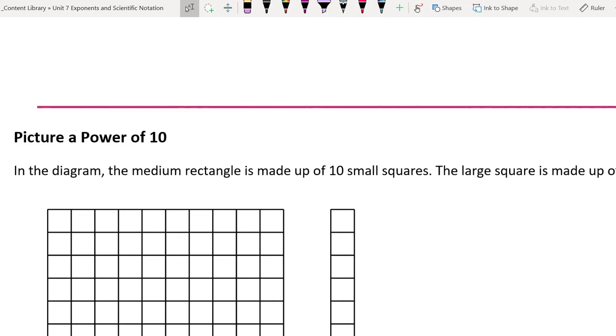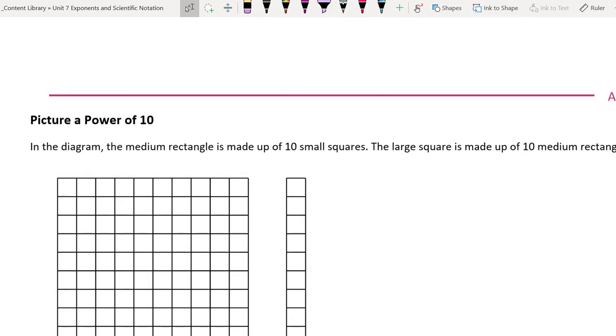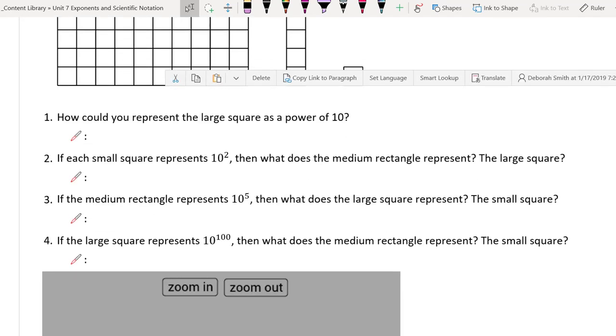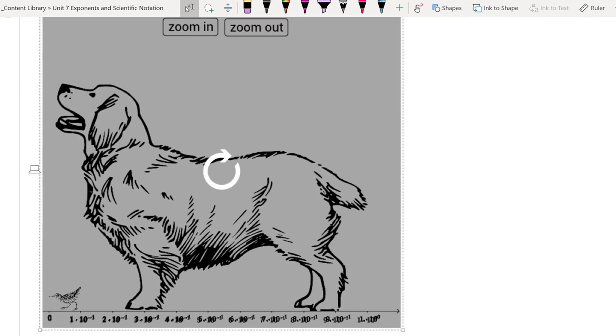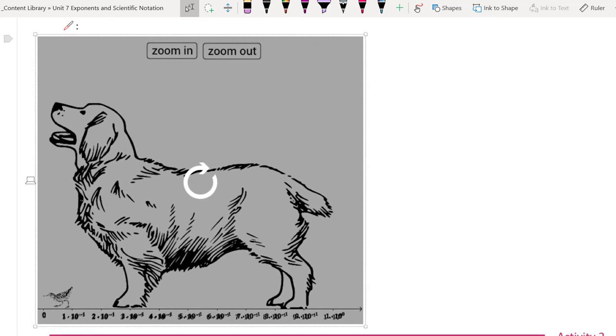We are not going to do this part right here, the picture of a power of 10, so just write your product rule in your own words right here. And we're going to skip this part. Now this part, if your OneNote is functioning, I highly recommend you playing with this because this is kind of cool, I thought.